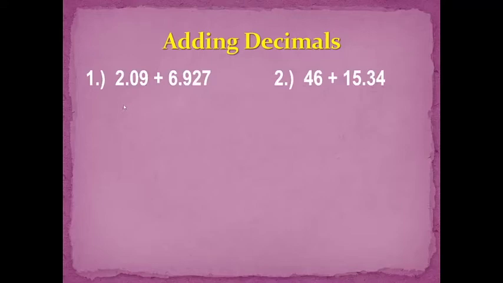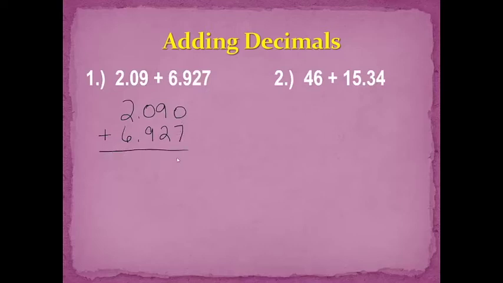So for number 1, we'll have 2.09 plus 6.927. Notice that my decimals are lined up. Above the 7, I do not have a number, so to hold that place, I'm going to put a 0. Now I can go ahead and add.